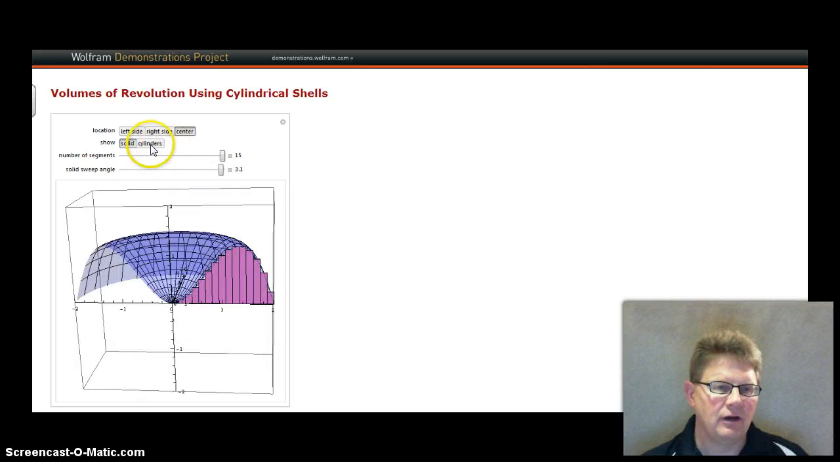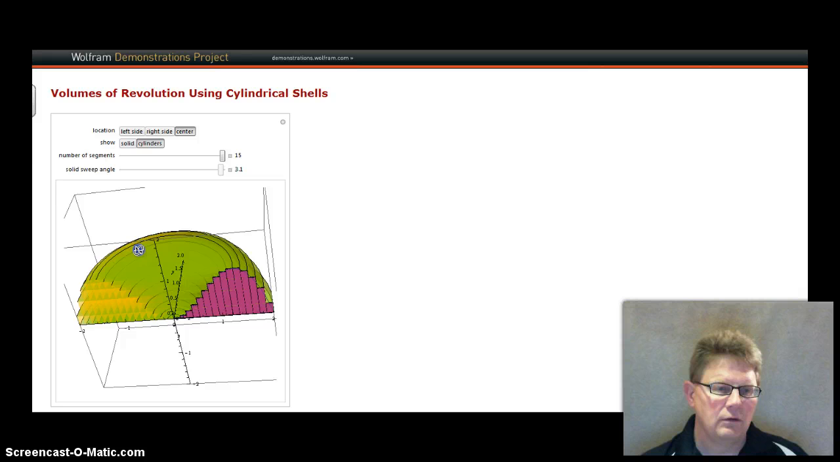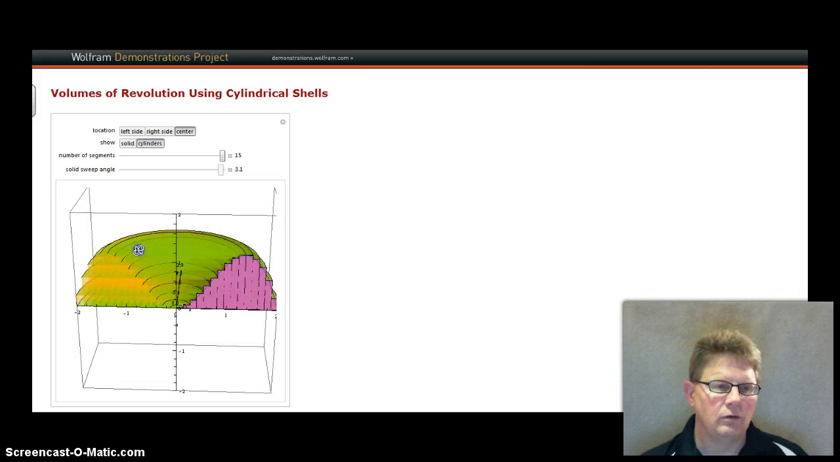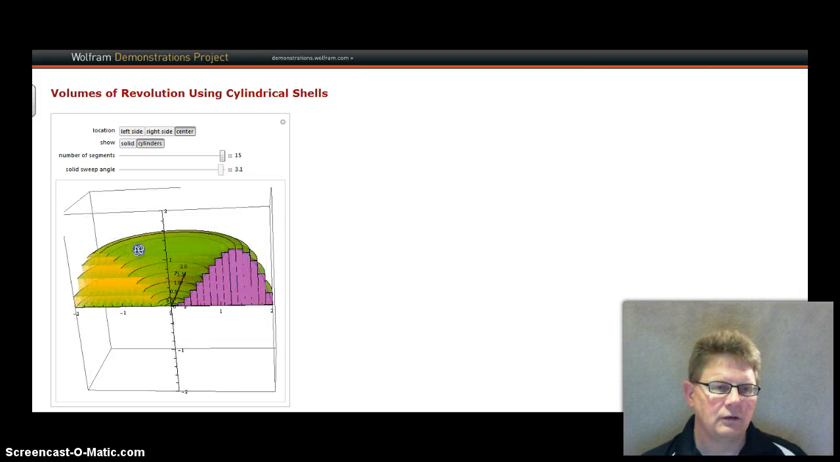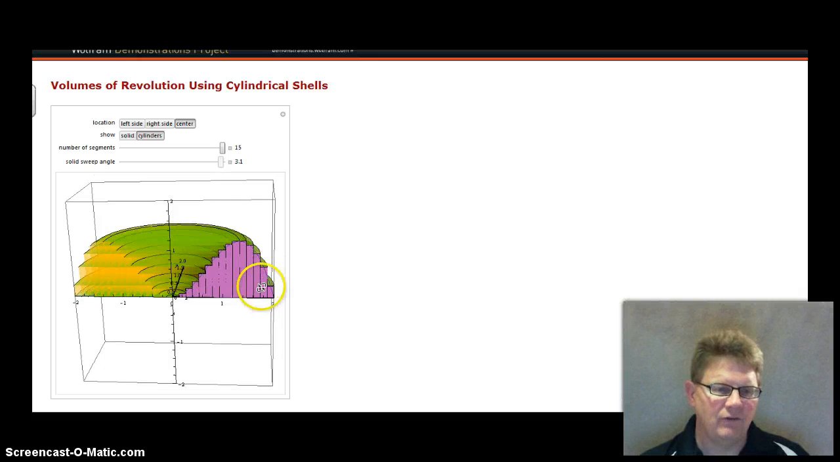And I forgot to make it a cylinder. There you go. That's pretty cool, isn't it? So we're finding the volume of each one of these little cylinders going on here as it's getting spun around, and then we're adding those all up. That's the process. Alright, let's go hit an example.